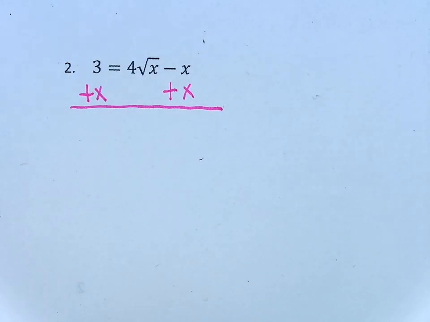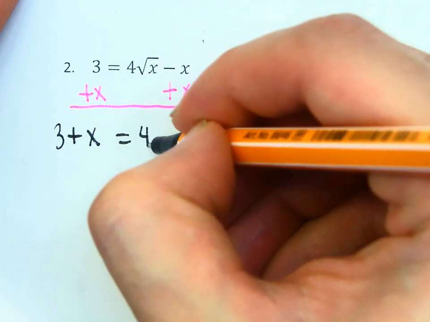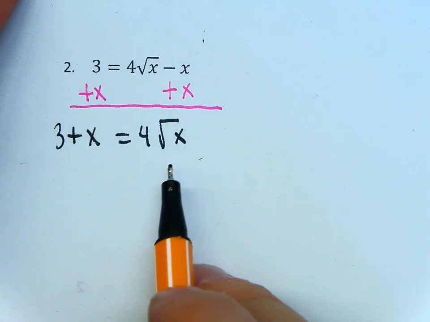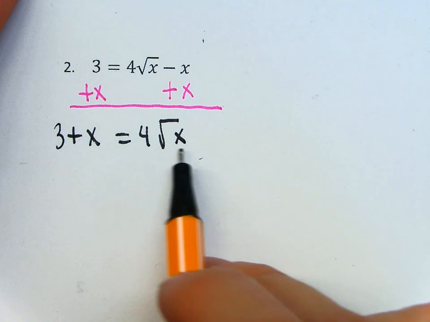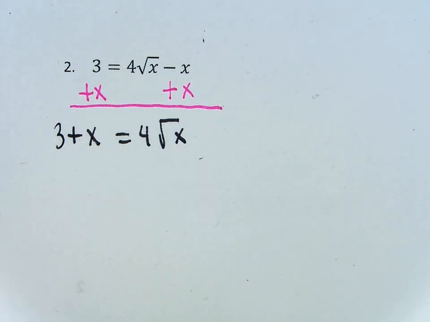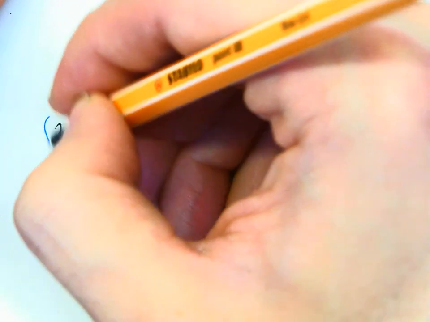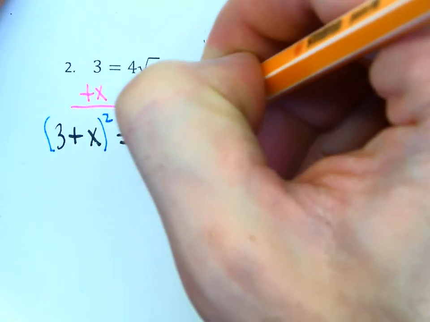Now here, you have 3 plus x, right? Is equal to 4 radical x. Now, the square root is kind of by itself. It has this 4. So you're still allowed to do this. So what happens if we square both sides? So let's say if I square this and I square this, okay?